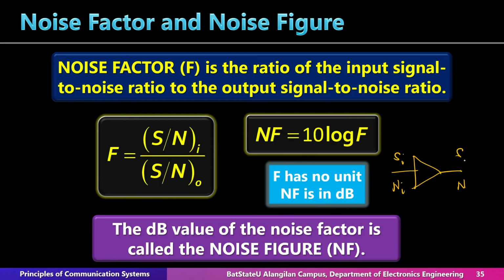And at the output, you get a signal. At the output, there is also noise. So, you get the signal-to-noise ratio at the output. When you divide the two signal-to-noise ratios, input divided by the output, what we get is the so-called noise factor. The dB value of F is the NF or noise figure. Of course, that is in dB. Okay?